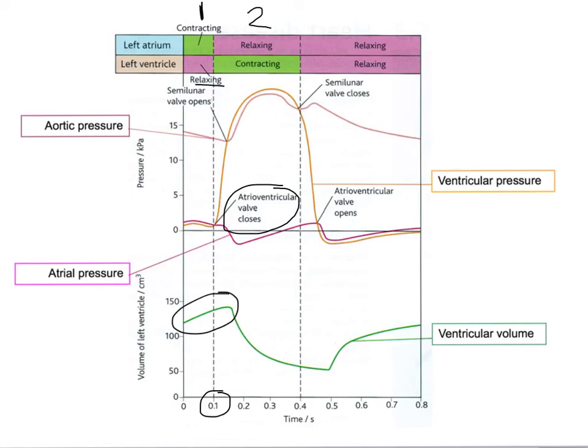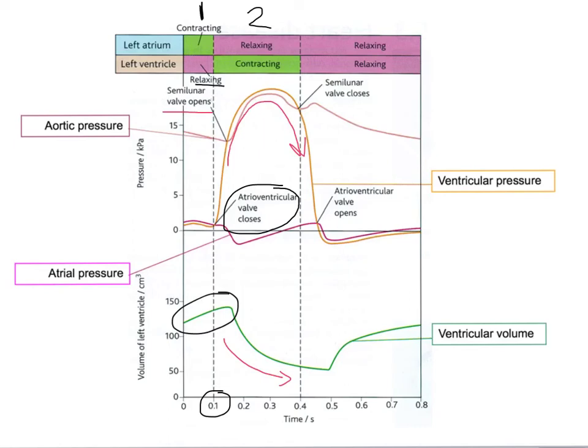So clearly we're going to need to open our semi-lunar valves. We can see in yellow this really significant rise in ventricular pressure, particularly coming from the left. The left ventricle has a very thick muscular wall because it has to push blood essentially all around the body to oxygenate the tissues. So as you can see, as that pressure rises, we also have an equivalent drop in ventricular volume.